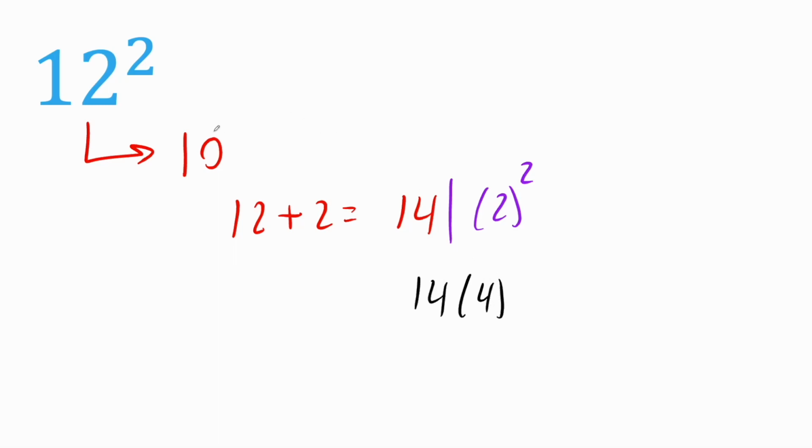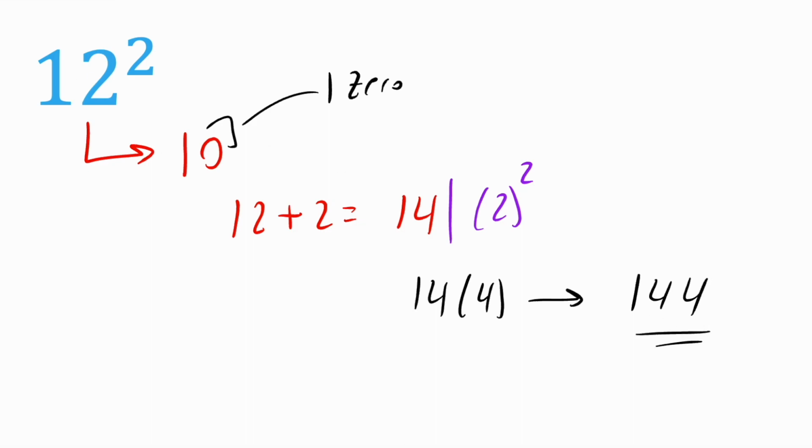Again, very important. We have 1 0. Because we have 1 0, we expect to have 1 digit, which is what we have. So our final answer is 144. Again, naturally, 12 squared is 144.